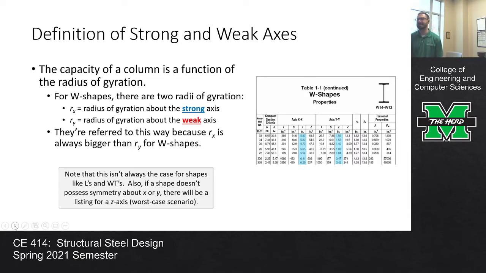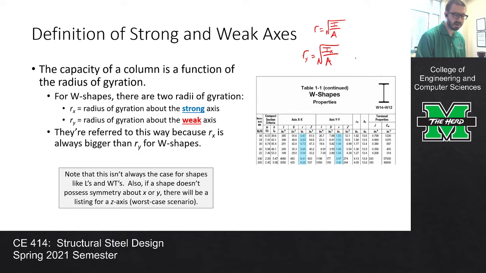Now, we've kind of seen this before, but it's going to become very, very important later, or today, and it's going to be very, very important for some time to come. The capacity of the column is a function of the radius of gyration. Now, that's not a particularly revelatory statement. I mean, when you did your homework, you were putting FCR on the y-axis, but on the x-axis, you were putting KL over R. R is the radius of gyration. And if you remember, all a radius of gyration is the square root of I over A. So it stands to reason you're going to have an Rx and an Ry.